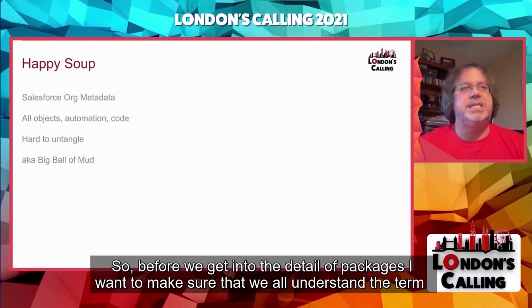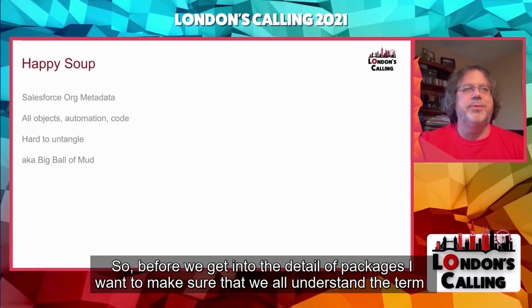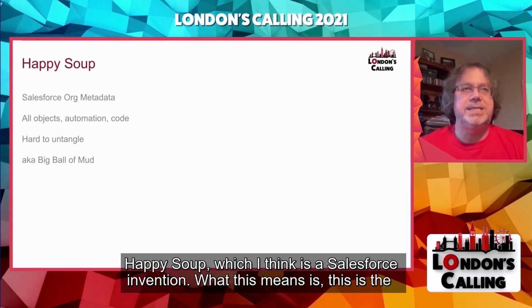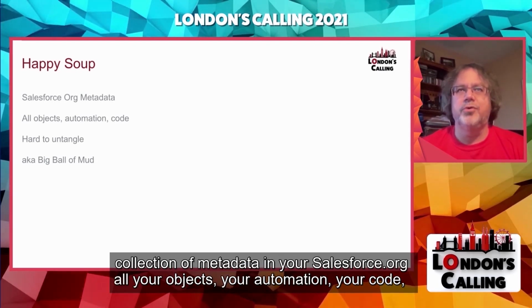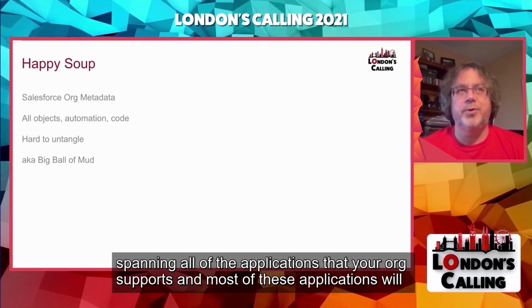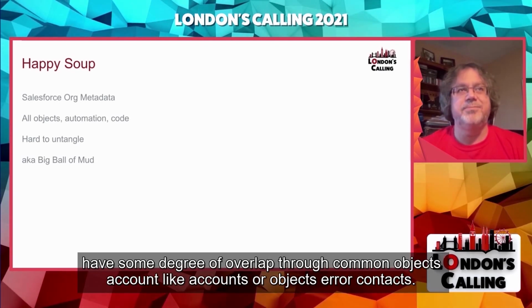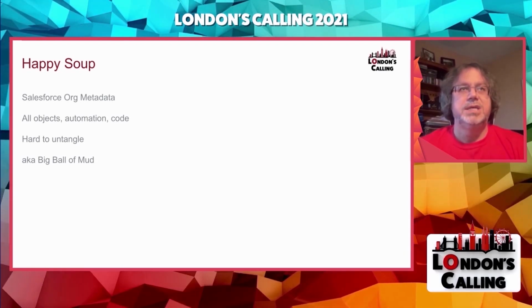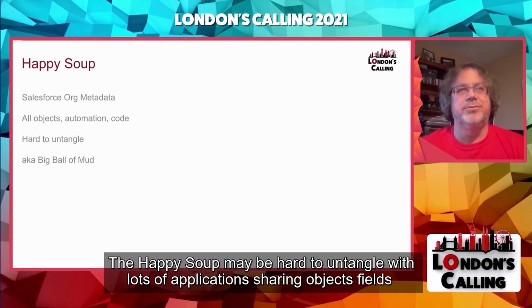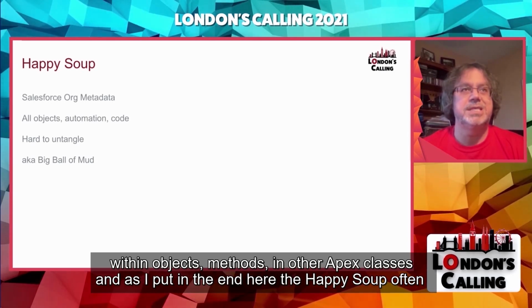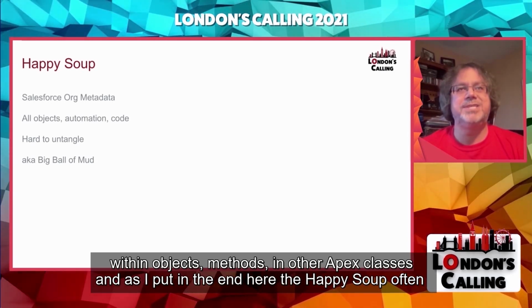So before we get into the detail of packages, I want to make sure that we all understand the term happy soup, which I think is a Salesforce invention. What this means is the collection of metadata in your Salesforce org, all your objects, your automation, your code, spanning all of the applications that your org supports. And most of these applications will have some degree of overlap through common objects, like accounts or contacts. The happy soup may be hard to untangle with lots of applications sharing objects, fields within objects, methods in Apex classes. And as I put at the end here, the happy soup often bears a strong resemblance to the big ball of mud anti-pattern.